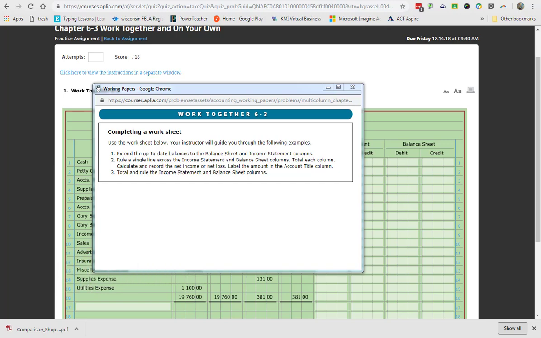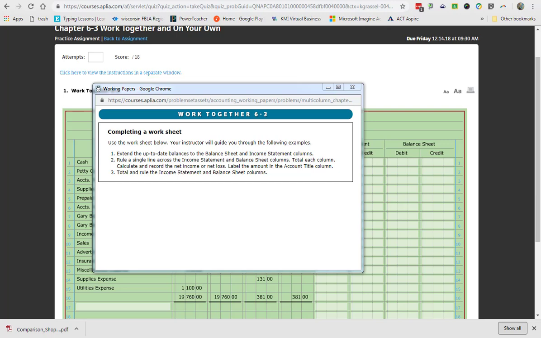I've heard that one. All right, so we are going to work on finishing a worksheet. So far, we have taken 2 days to learn about our worksheet.